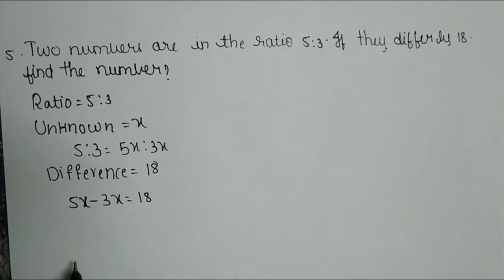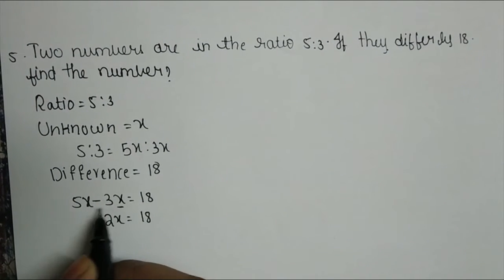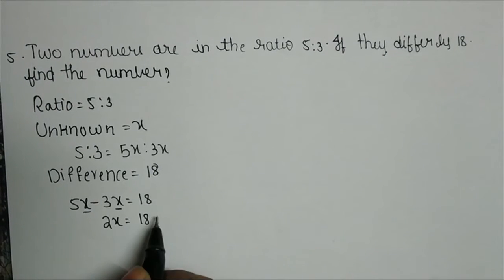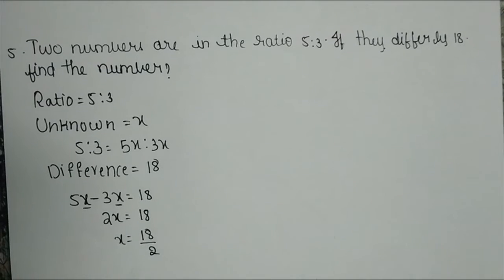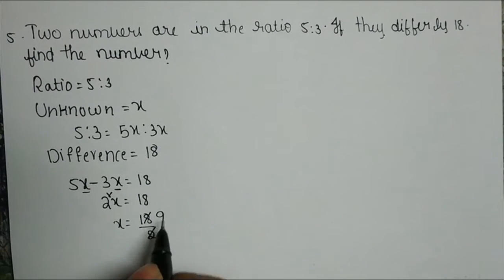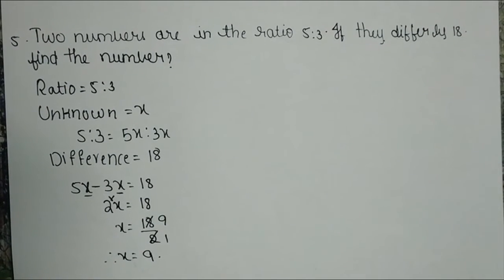5x minus 3x is 2x. We can easily subtract because the variables are the same. When we transpose the 2 to the RHS, we get division because they are in multiplication. 2 nines are 18. Therefore, we got the value of the unknown, that is 9.